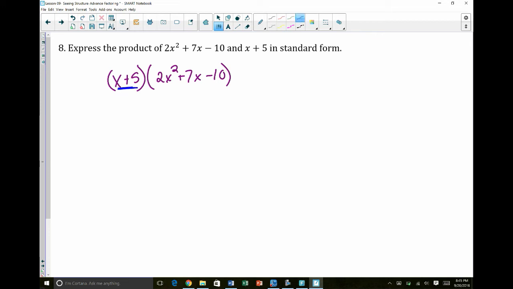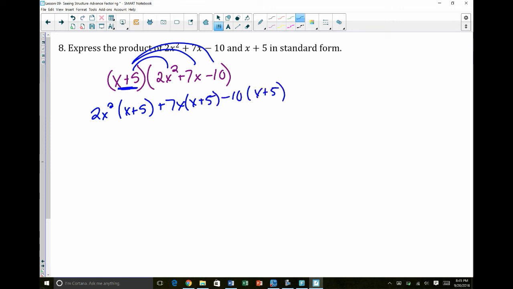I'm going to treat that x plus 5 as one big chunk and distribute it into that trinomial. So I have 2x squared times x plus 5 plus 7x times x plus 5 minus 10 times x plus 5. So when we did grouping that one day, we said, wait a minute, these all have an x plus 5 in them. Let's factor that out. So factoring is just the undoing of multiplication. We're just using the distributive property in the reverse order.